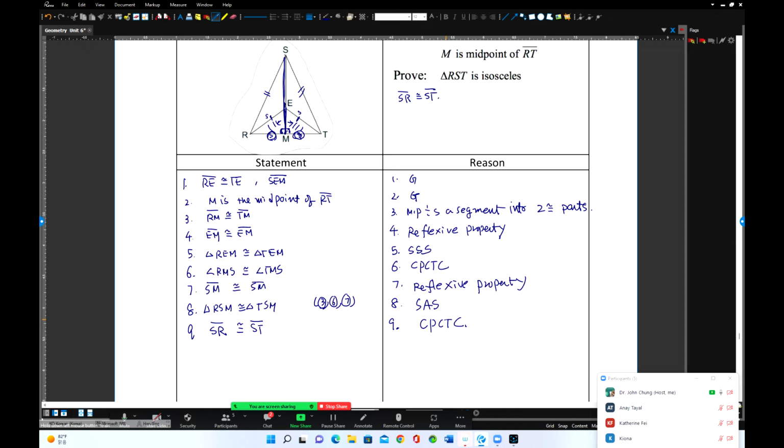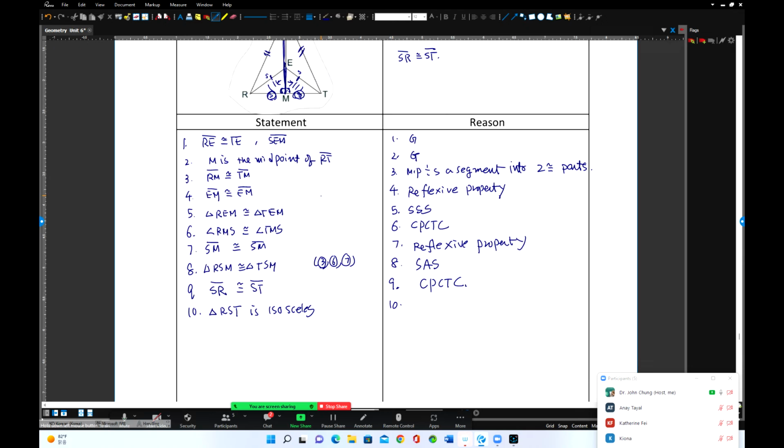But we've got to prove that triangle RST, the largest triangle, is isosceles. These 2 sides are equal. Two congruent sides, so you can say now triangle RST is isosceles. The reason is what? Two congruent sides. Two congruent legs, or side is better. I'm not going to use the leg, okay? So isosceles triangle.